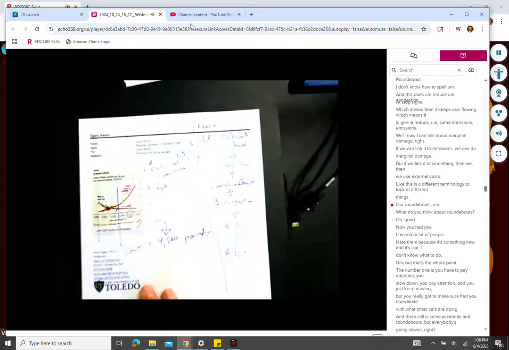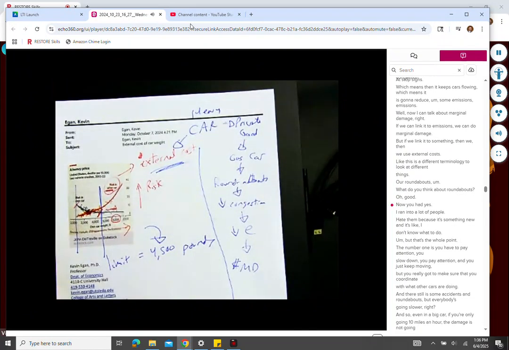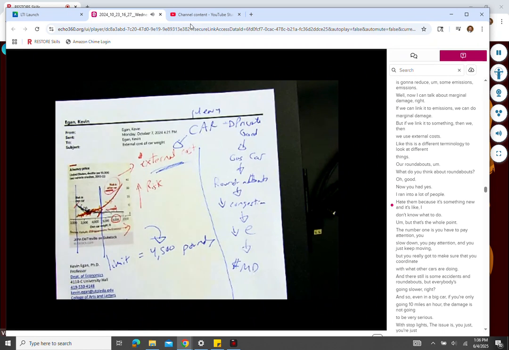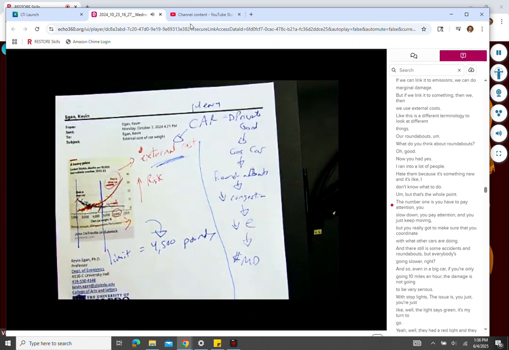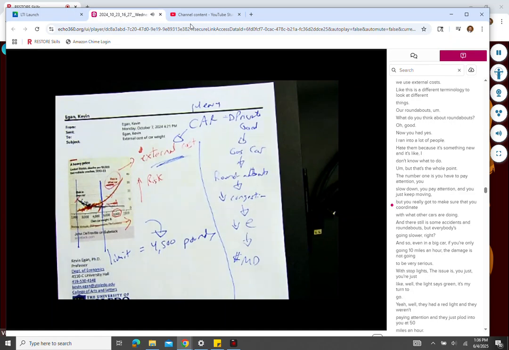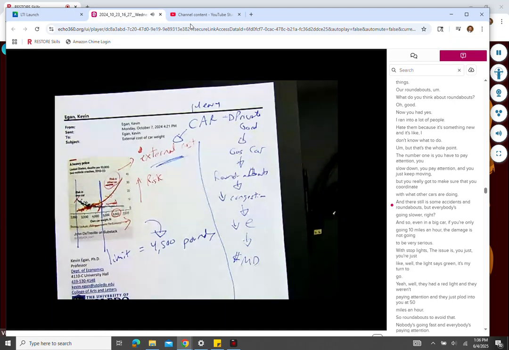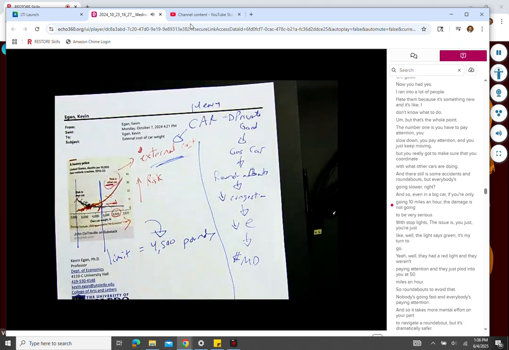Roundabouts, what do you think about roundabouts? Oh, good. Now you had a guess. I ran into a lot of people who hate them because it's something new and it's like, I don't know what to do. But that's the whole point. Number one is you have to pay attention. You slow down, you pay attention, and you just keep moving, but you really got to make sure that you coordinate with what other cars are doing. There still are some accidents in roundabouts, but everybody's going slower. Even in a big car, if you're only going 10 miles an hour, the damage is not going to be very serious.